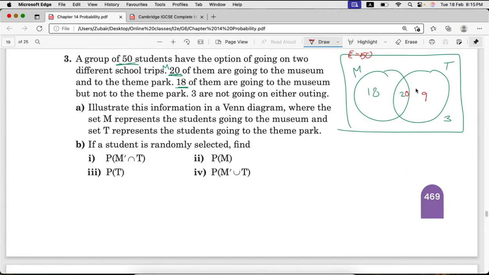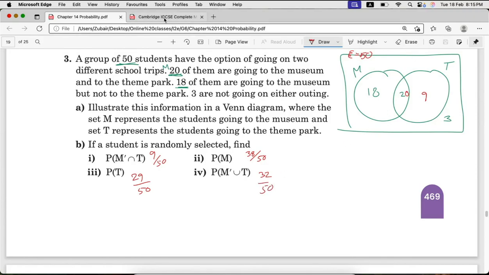M complement intersection T, M is not there. The intersection T is only 9 by 50. M is 20, 30, 38 by 50. Probability of T is 29 by 50. And M complement union with T, the 20, 29, 29 and 3 is 32 by 50.